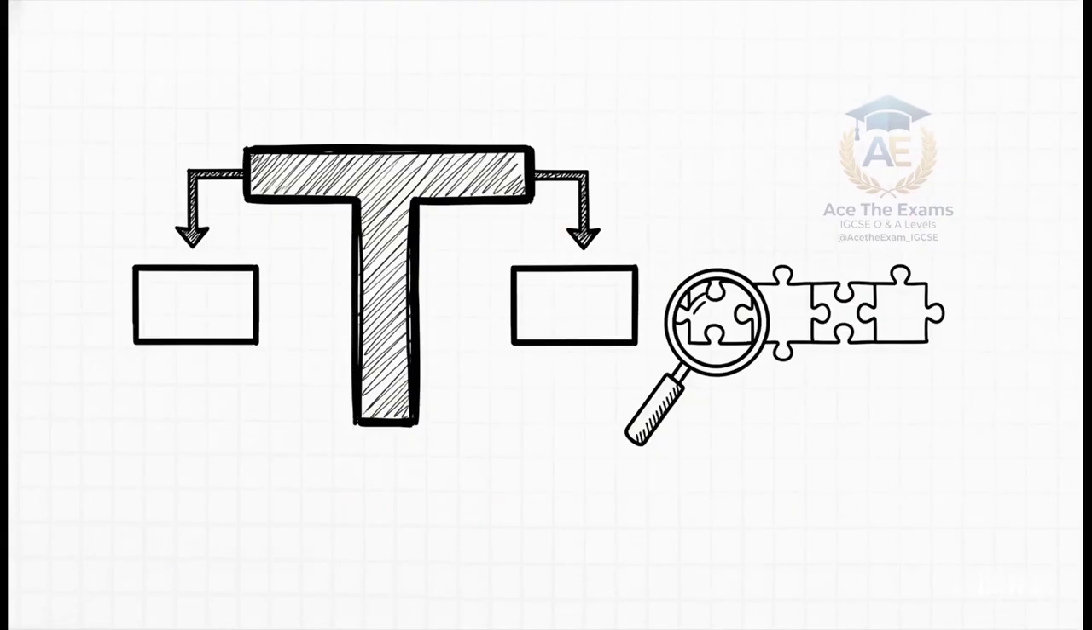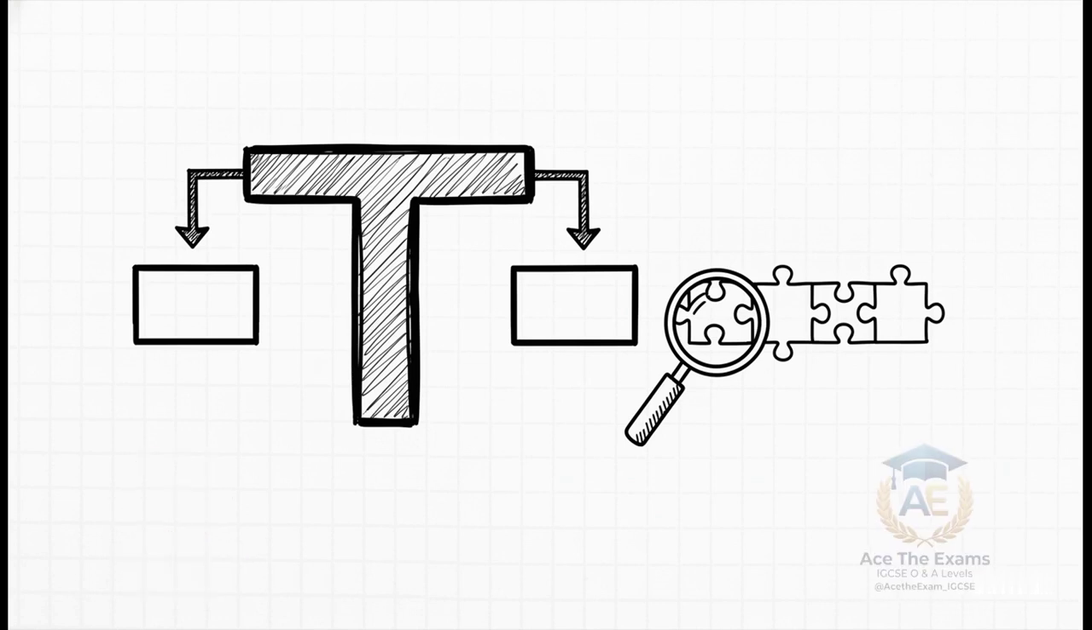Now lean in, because here is the ultimate A-star secret. We're talking about the classic T account, the absolute gold standard of the double-entry system. You have to master the art of balancing these accounts by clearly and boldly distinguishing your balance brought down, your B/D, from your balance carried down, your C/D. Why is this so crucial?